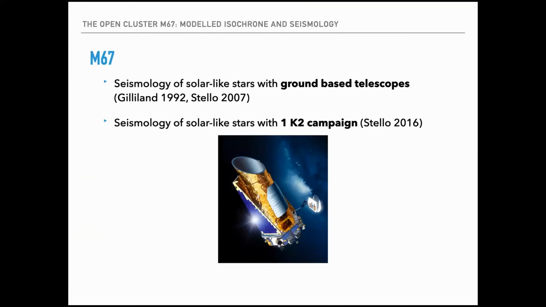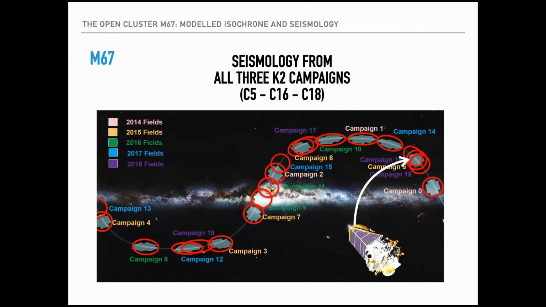Okay, so as I was saying, K2 is the follow-up mission to the Kepler campaign. And one campaign of data is about 80 days of observation. So after the initial campaign of data, the K2 mission visited M67 again for 2 more campaigns. And today I'm presenting part of my results using all 3 campaigns of data.